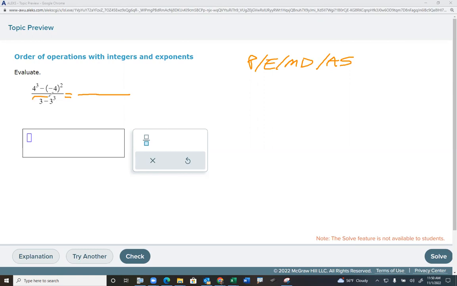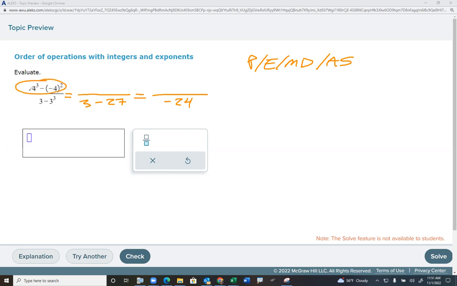So on the bottom, are there any parentheses? No. Are there any exponents? Yes. And 3 to the third power is not 9. That's a mistake a lot of people make. It's 3 times 3 times 3, which is 27. Okay, so we've got a 27 down there. Are there any multiplications or divisions? No. Any additions or subtractions? Yes. 3 minus 27, that's going to be negative 24. Okay, the bottom is done. And we could have done the top first. It didn't matter. I just wanted to do the easy one first. That way I build my confidence.